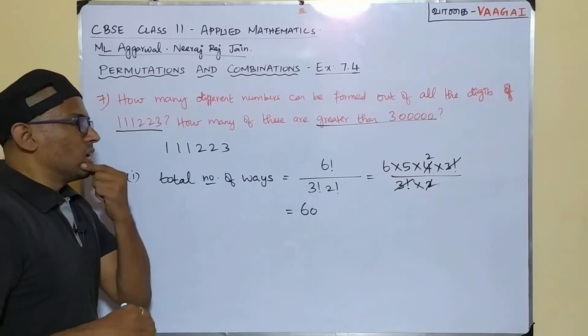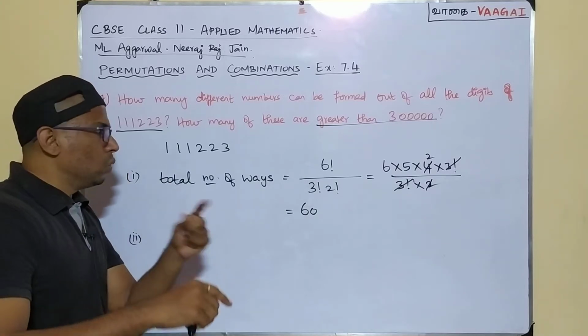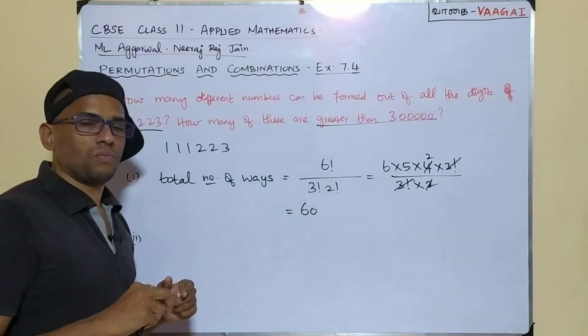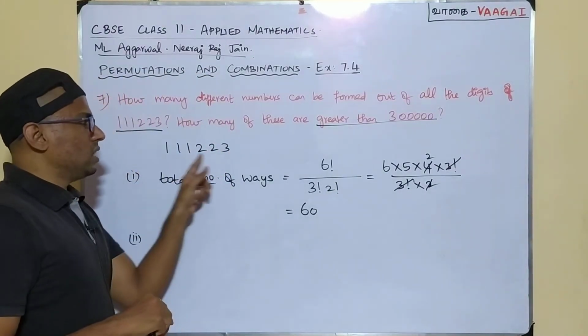So now you think of, if my number which I am going to form using these digits has to be more than 3 lakhs, in what way can we form our number? Then definitely, now see the digits.